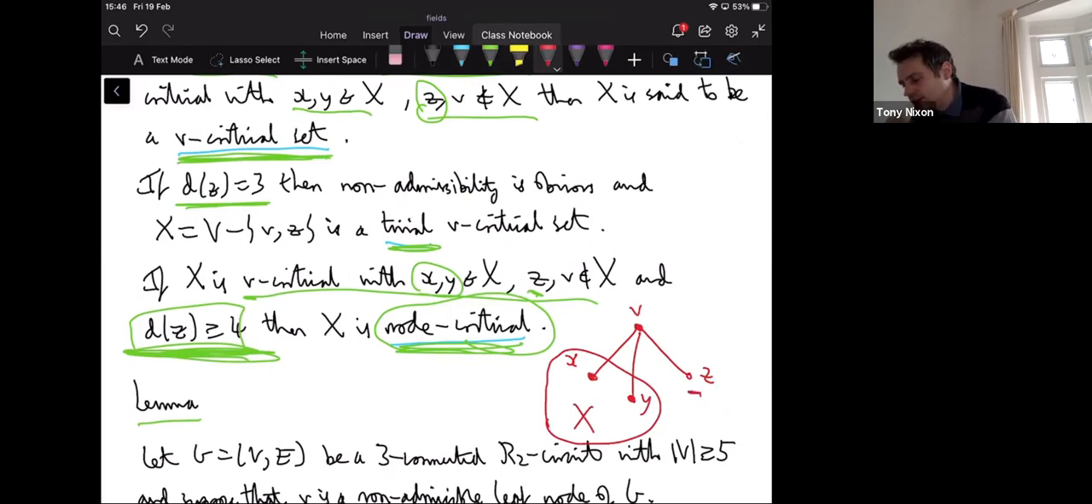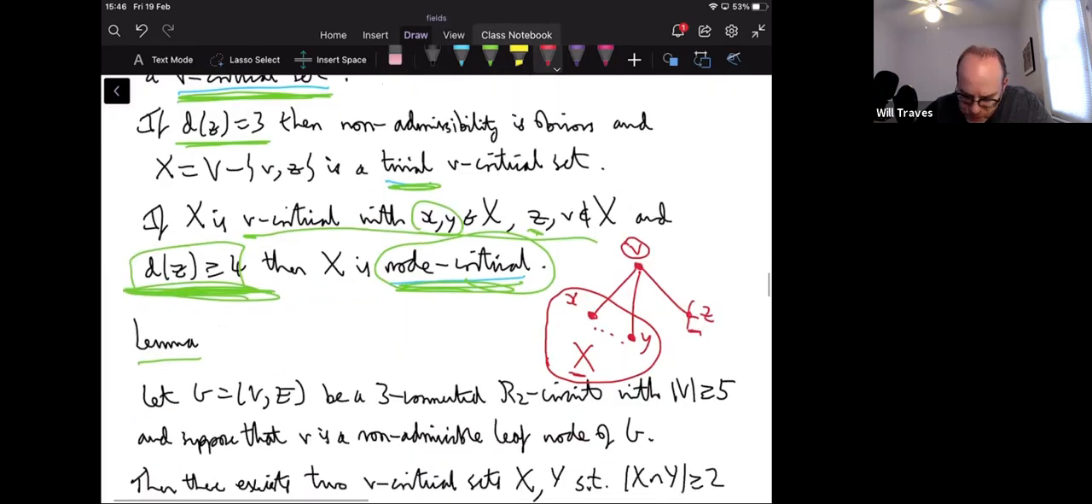And so this set X is, as well as just being an arbitrary critical set, a set with 2x minus 3 elements, it's critical for V because it stops us doing the one reduction at V that adds the edge xy. And then it's called node critical as well, if you just say that Z is degree at least 4. Okay, that makes sense. Thanks.